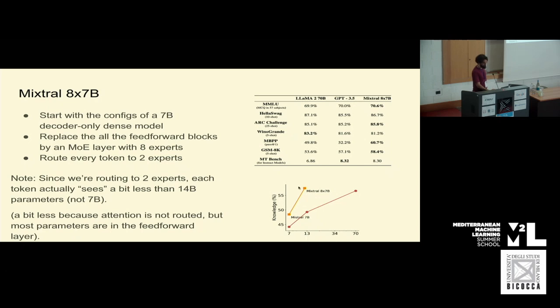And I just put this graph here to show the parameter count, right? So the correct way of comparing it is to increase the parameter count as you increase the number of experts that are used per input.